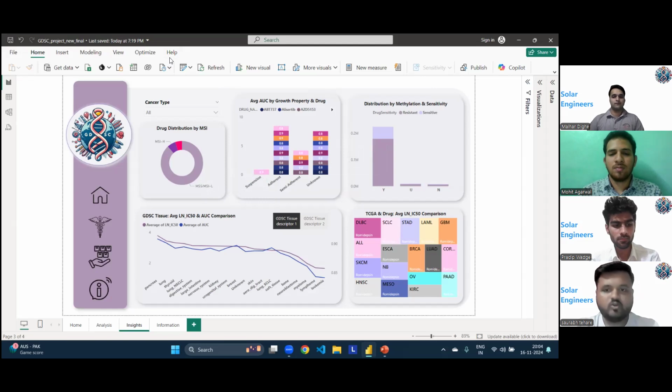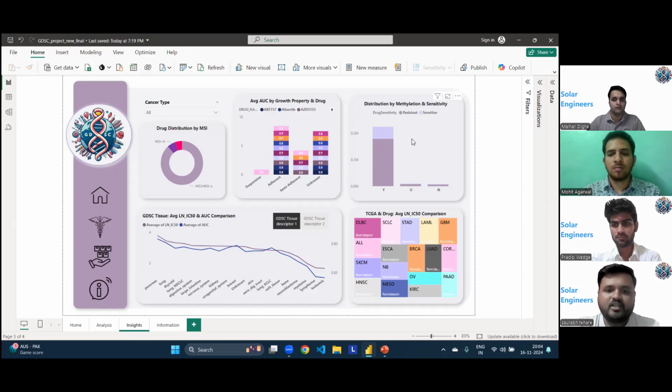Thank you, Malhar. So the next graph is about the distribution by methylation and sensitivity. It compares the sensitivity based on the methylation categories like Y and U, where U is unknown. Methylation analysis aids in identifying epigenetic factors which affect the drug response.